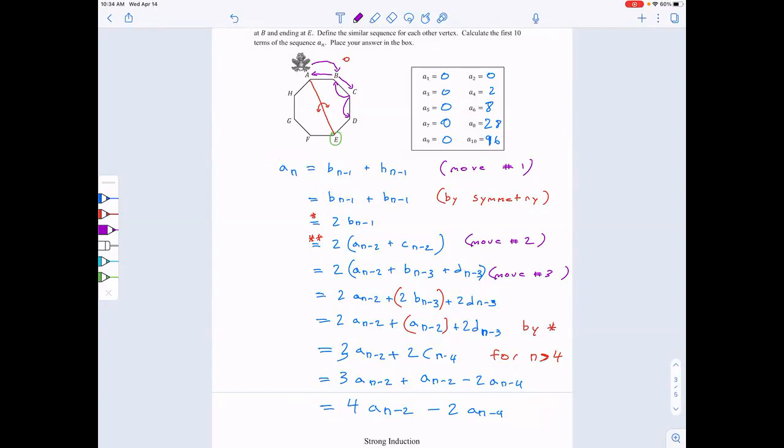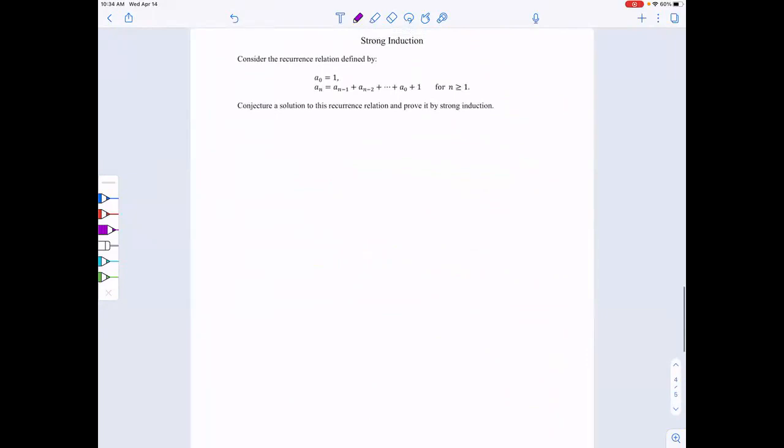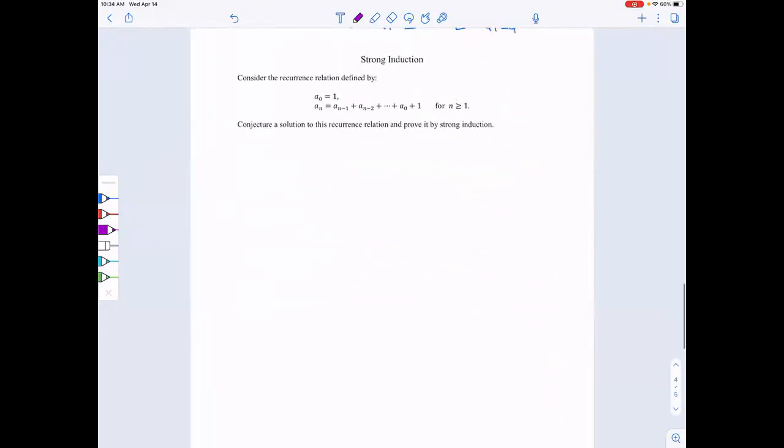Okay, so one more problem for the video. We're going to discuss strong induction. In this problem, we're given a recurrence relation, and we're supposed to conjecture a solution to that recurrence relation and then prove it using strong induction. So hopefully this problem will represent the convenience or the niceness of using strong induction. I tried to pick a particular problem that would do that for us.